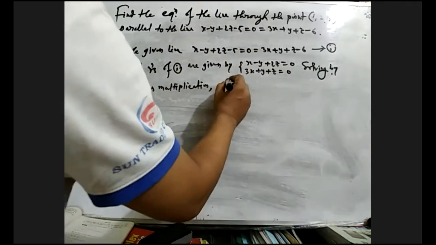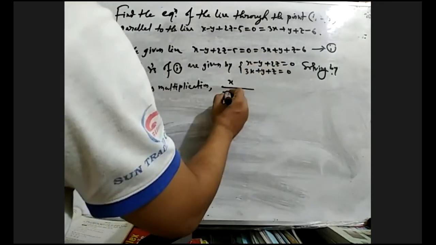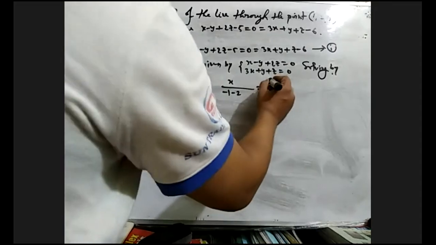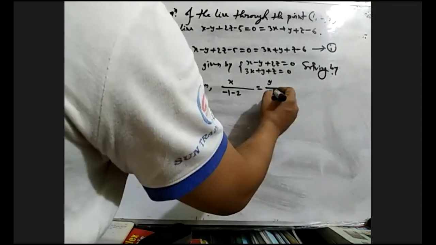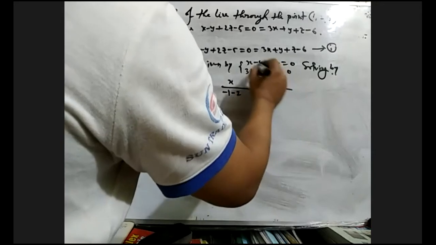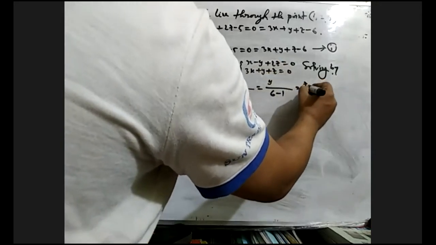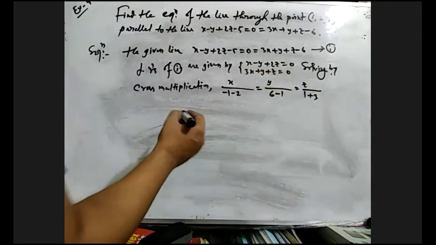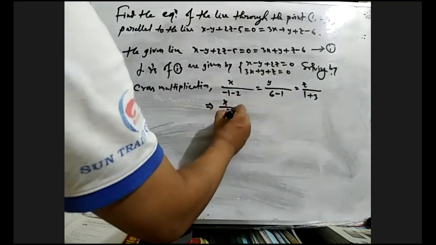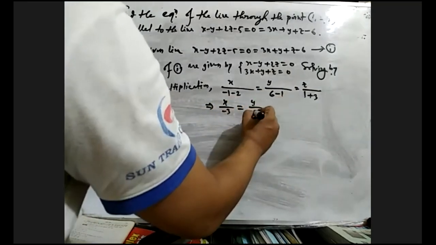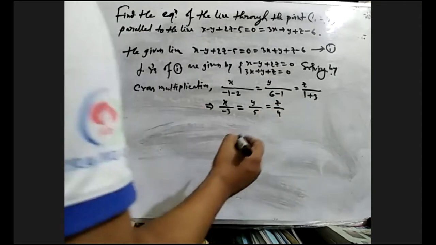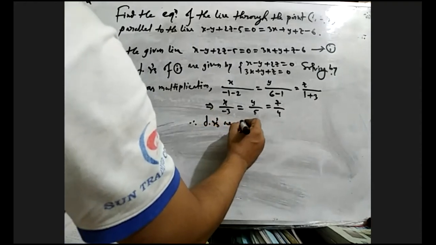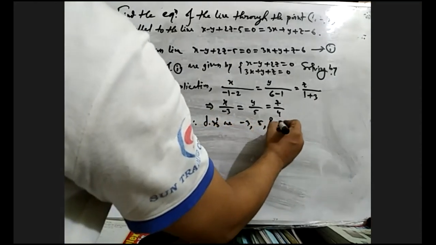we get x divided by minus 1 minus 2, and y divided by 6 minus 1, and z divided by 1 plus 3. Therefore we can write x divided by minus 3, y divided by 5, and z divided by 4. Therefore the direction ratios are minus 3, 5, and 4.